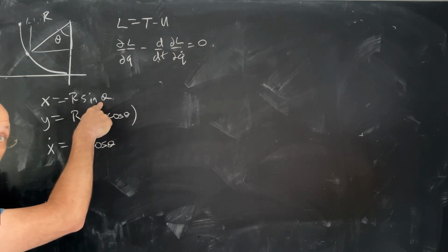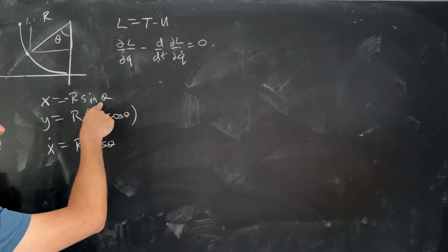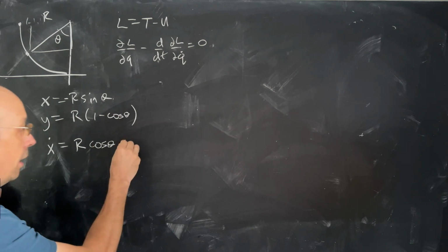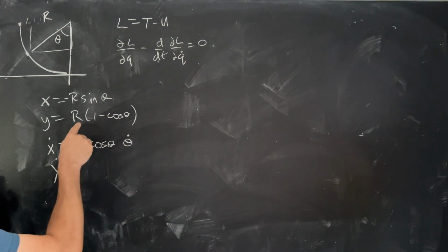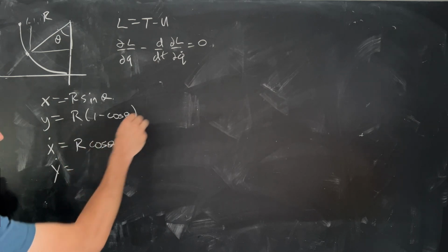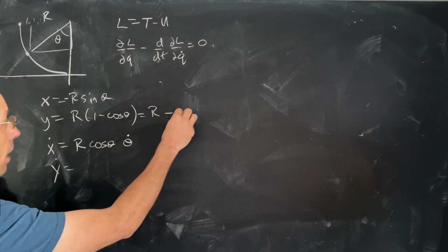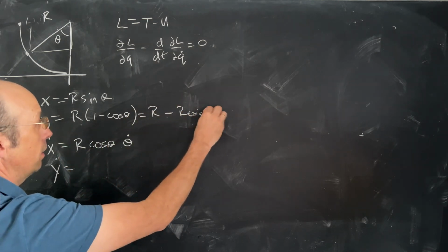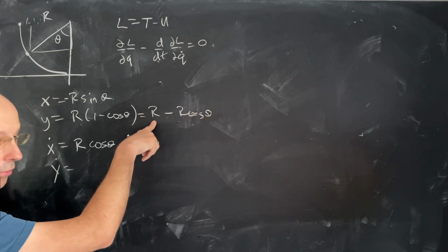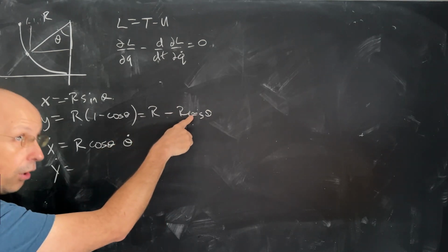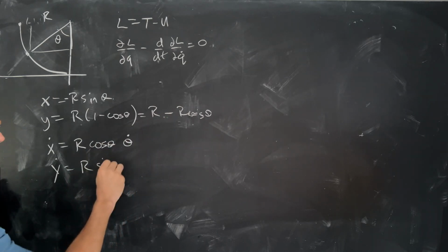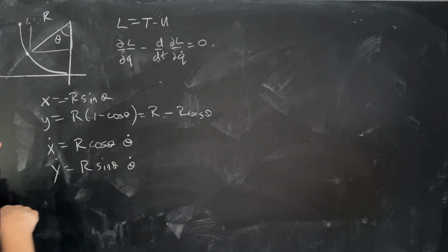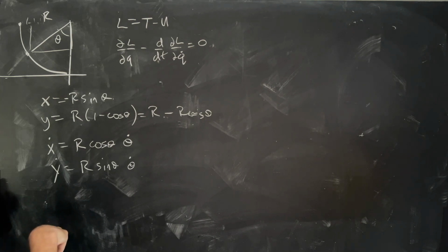But then I use the product rule, the chain rule, and take the derivative of the inside. So the derivative of theta is theta dot. And y dot is going to be equal to, so in this case, this is equal to r minus r cosine theta. The derivative of r is 0, so I just get the derivative of cosine theta, which is minus sine, but I have a minus here, so I get r sine theta, and again, theta dot. So now I can do my potential energy and kinetic energy terms.